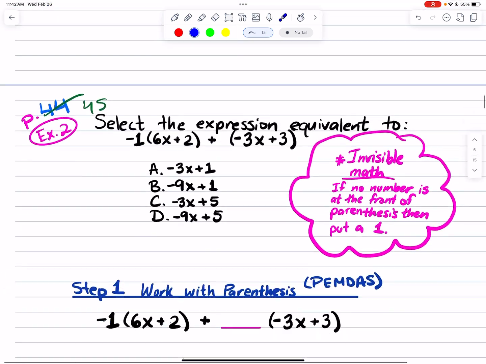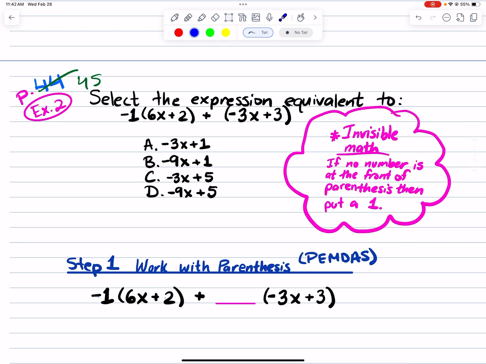Cool. Pause the video. See if you can work on this one on your own. If you get stuck, try to go back to the video. Pause the video and retry again.